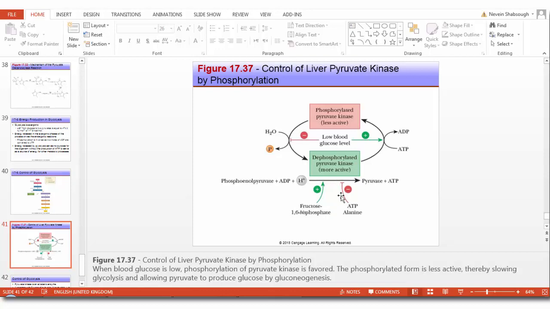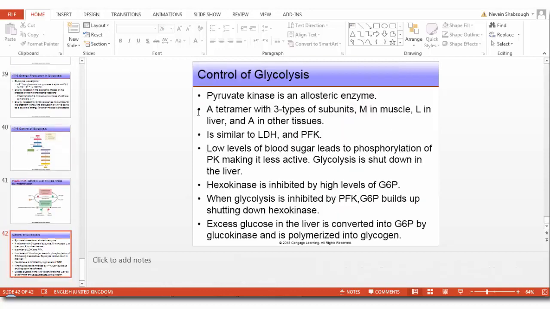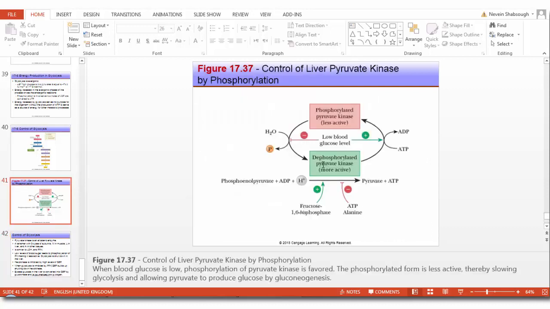Also, pyruvate kinase itself is an allosteric enzyme, a tetramer with 3 types of subunits: M in muscle, L in liver, and A in other tissue. It is similar to lactate dehydrogenase and phosphofructokinase. Low levels of blood sugar lead to phosphorylation of pyruvate kinase, making it less active, and glycolysis is shut down in the liver. And we can see this here. Low blood glucose level will phosphorylate pyruvate kinase. The dephosphorylated form is more active than the phosphorylated form.